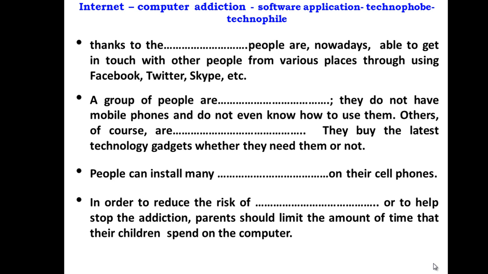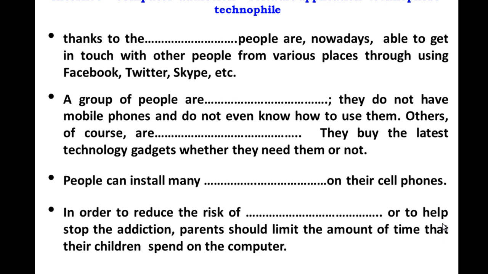So thanks to the blank, people are nowadays able to get in touch with other people from various places through using Facebook, Twitter, Skype, etc. So the vocabulary word that should be used for completing the sentence is the internet. Thanks to the internet, people are nowadays able to get in touch with other people from various places through using Facebook, Twitter, Skype, and so on. Let me write it.